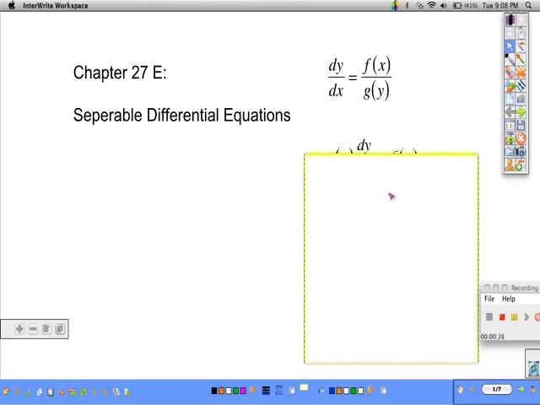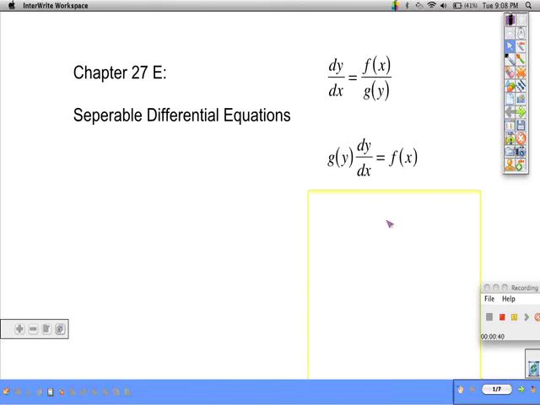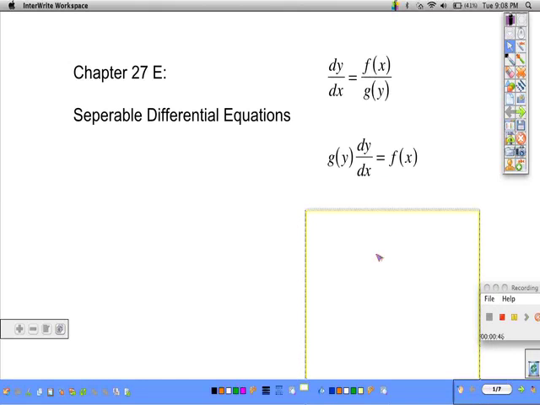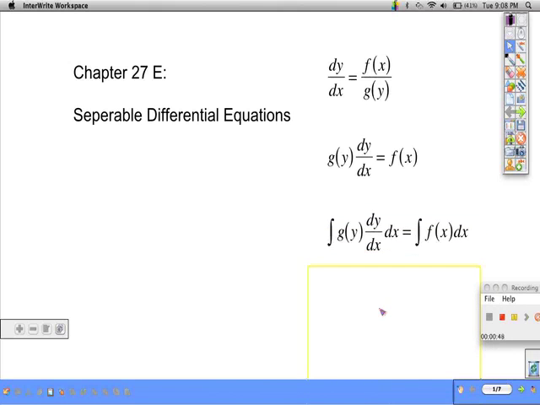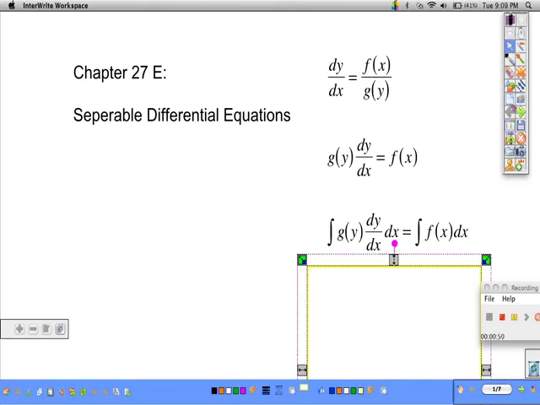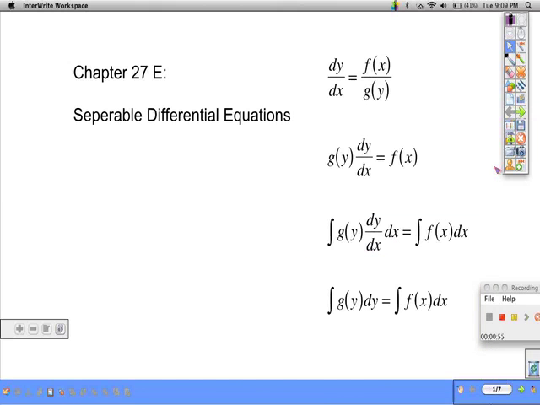So what we can do is, in this case, multiply both sides by g of y, this function of y, and then we can integrate both sides with respect to x. And what happens is the dx's on the left cancel out. So we're taking the integral of the y's with respect to y on the left hand side, and the integral of the x's with respect to x on the right hand side.